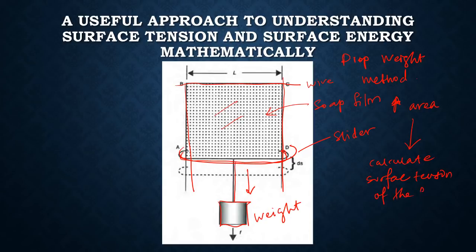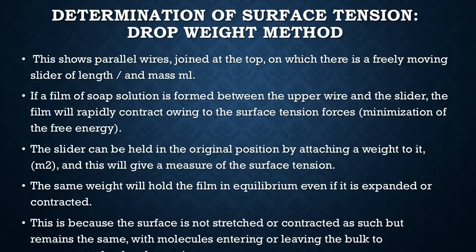of the film, because when we talk about the force it will be surface tension, but when we talk about the surface free energy, then it will be the work done to increase the surface area. However, we are talking about the force here, so we look at the surface tension of the film. So here is the explanation of the drop weight method. You can read about it.